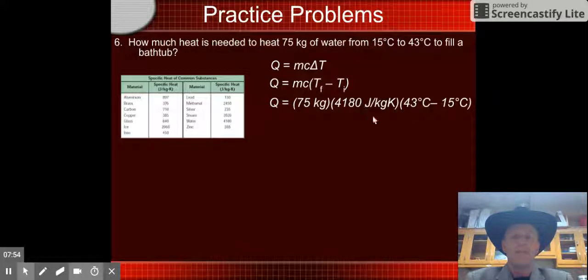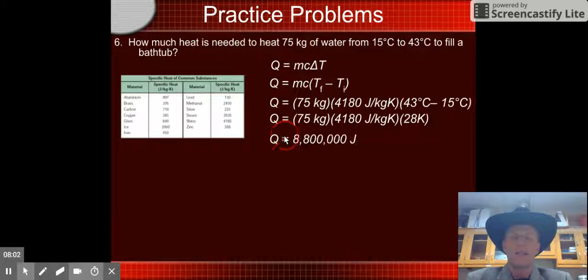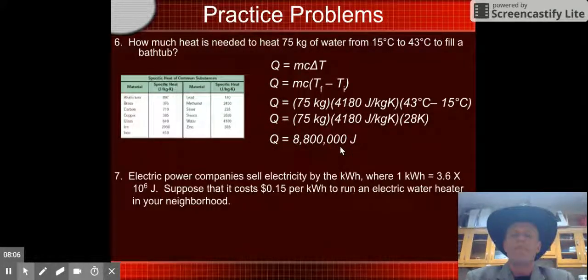So the mass is 75, the c is 4180, the delta T, go final minus initial, 43 minus 15. That gives us 28. To the nearest ones, 2 and 2, reference number, don't count that as sig figs, and we got 8.8 million joules of energy. Now, in every 3.6 million joules, it's a kilowatt hour.